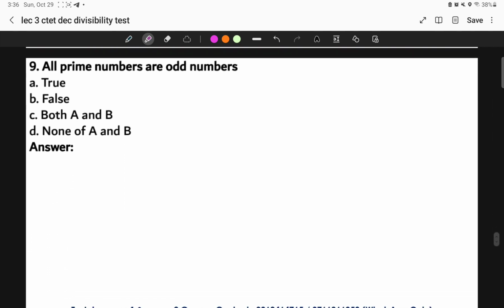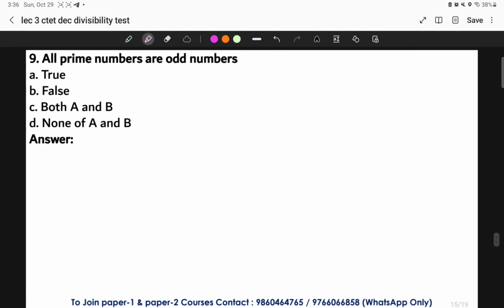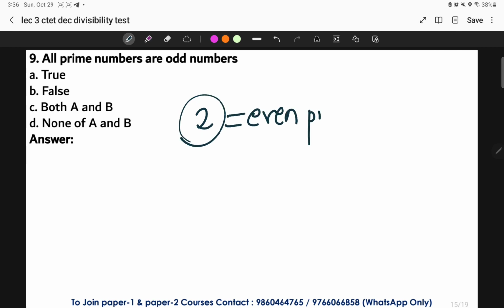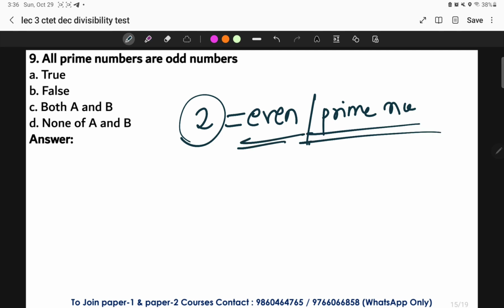Okay, moving on to the next question. This was again a question that I gave you as homework. All the prime numbers are odd numbers. Option A is true, option B is false, option C is both A and B, and option D is none of A and B. Right now, as we just discussed in the previous question, 2 is an even number as well as a prime number. So yes, it is an even prime number. You can write in your notes that 2 is the only even prime number. Other than 2, no other even number is going to be a prime number, okay? So this is the answer for the given question.